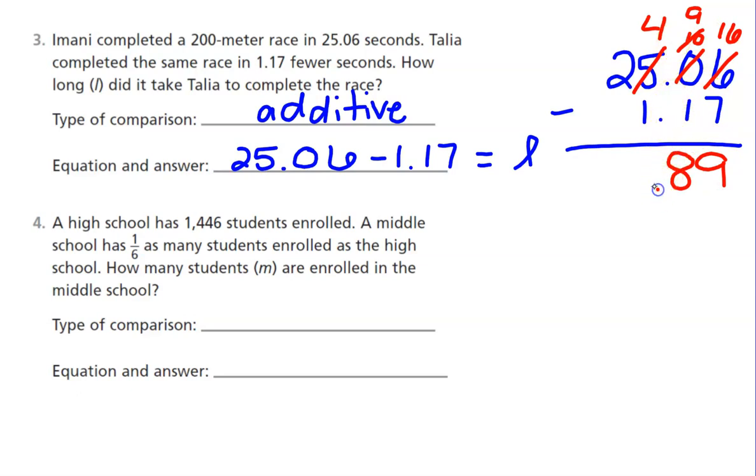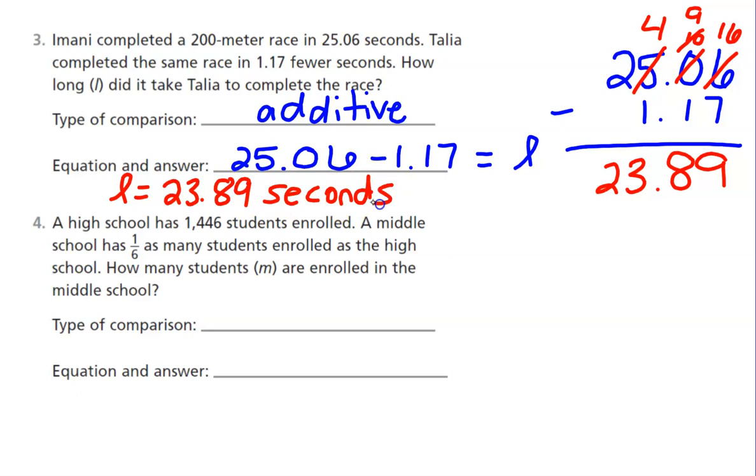Bring down my decimal point. 4 minus 1 is 3, and then bring down the 2. That means that Talia was able to run the race in 23.89 seconds. That's a weird one that it says additive, so thanks for being flexible on that one.